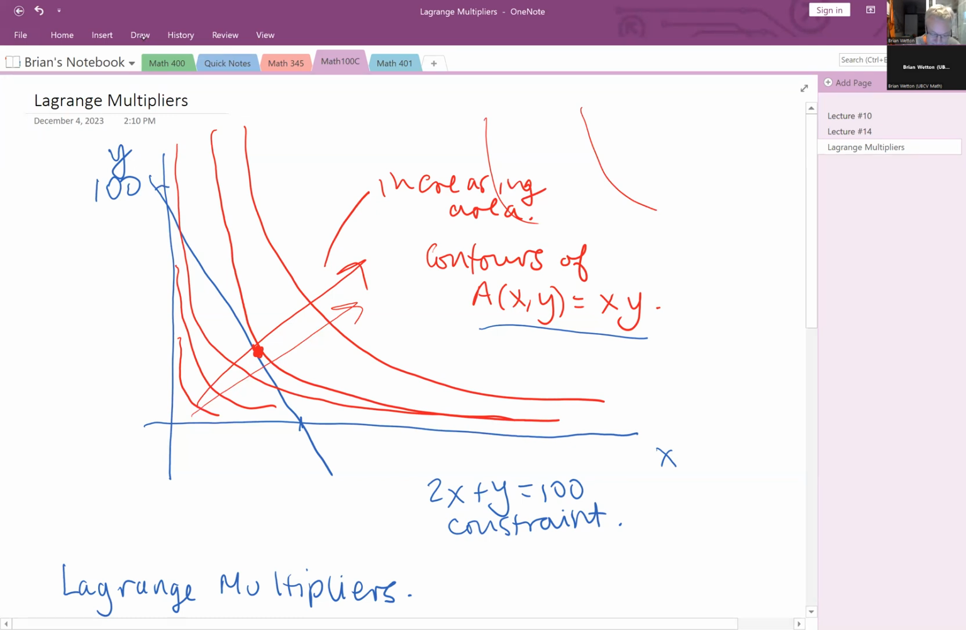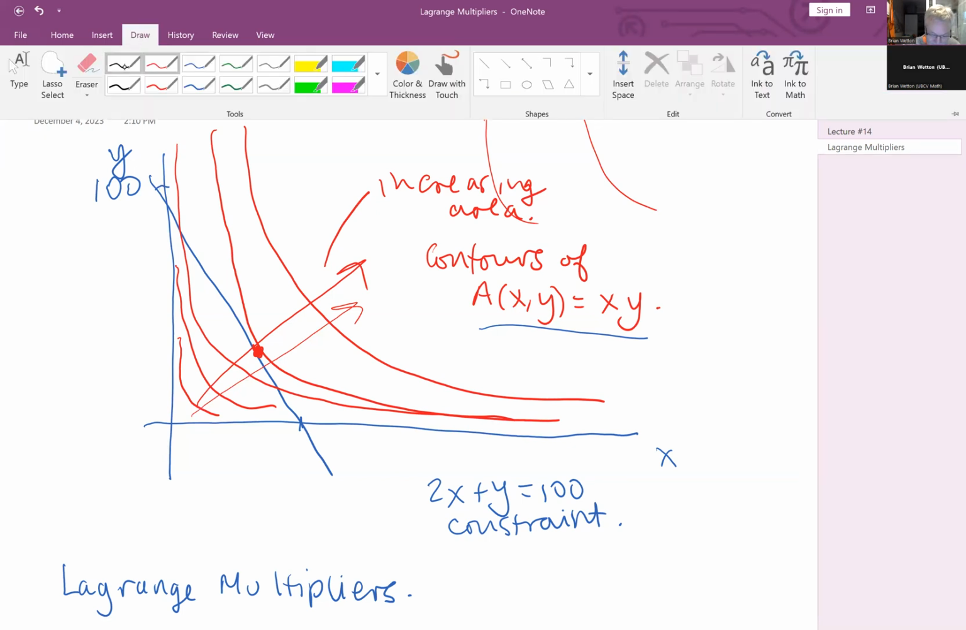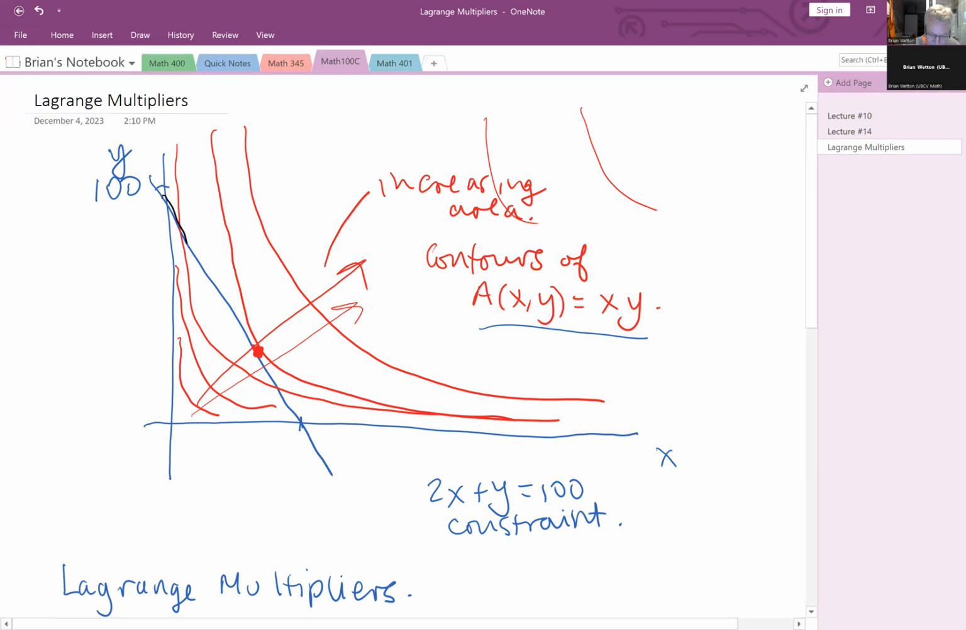But there's the extra thing, which is the constraint. So you're forced to be on this line. In fact, we could have considered this as, you have at least 100 meters of fencing. So 2x plus y could be less than or equal to 100, in which case you would be considering the problem on this triangle.